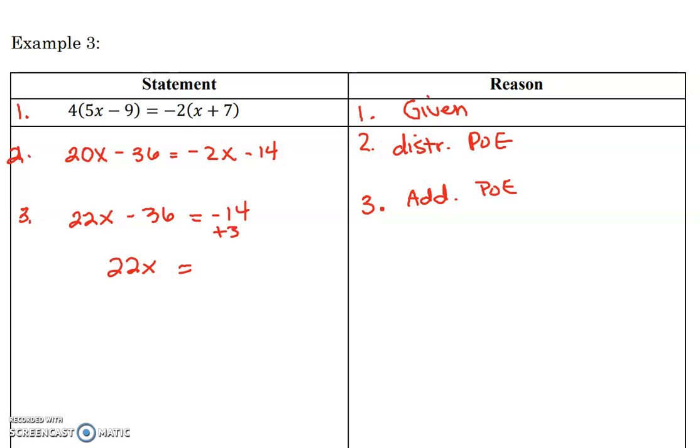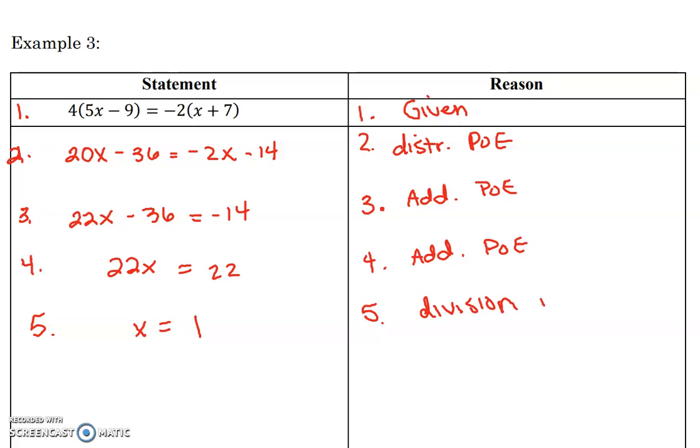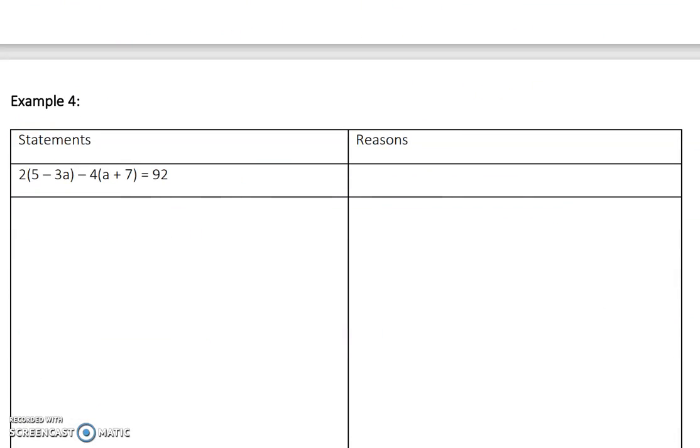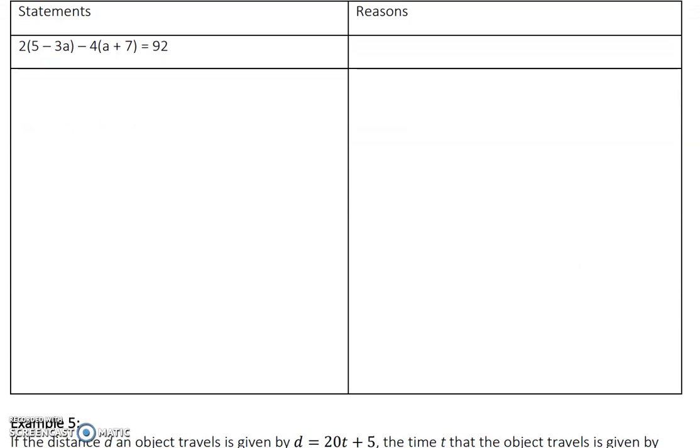So if I add 36, that's going to give me 22. And so step 4 was the addition property again. This time I was adding that 36. And now I'm going to divide by 22. So x is going to equal 1. Division property of equality. All right, here's another one for you to try. Very similar to that last one.